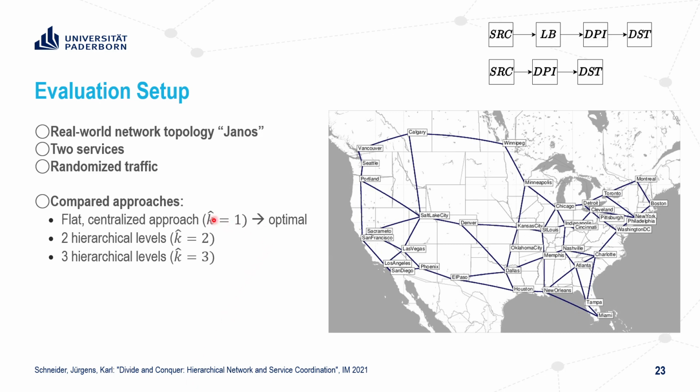centralized approach that's indicated by k = 1. And the centralized approach is like a normal approach. It finds globally optimal solutions, but it looks at all the nodes at once and coordinates the entire network at once. And then we looked at 2 hierarchical approaches, one with 2 hierarchical levels indicated by k = 2, and then one with 3 hierarchical levels indicated by k = 3.